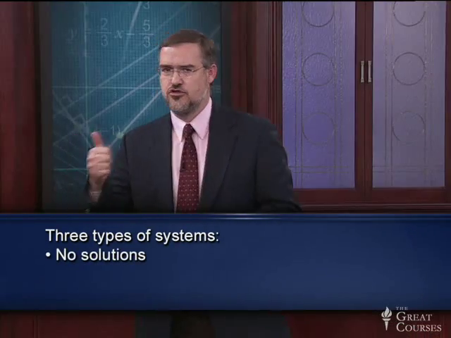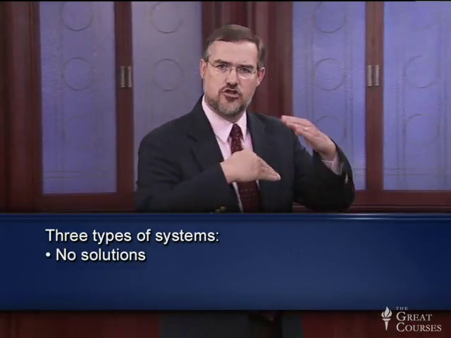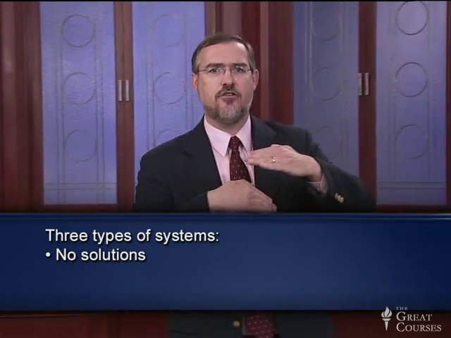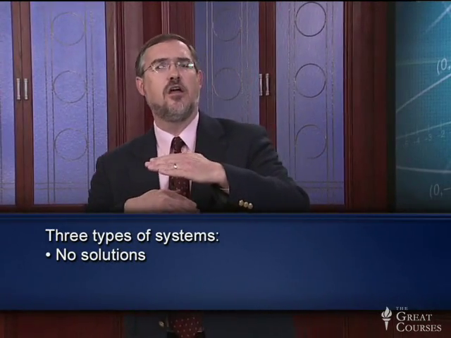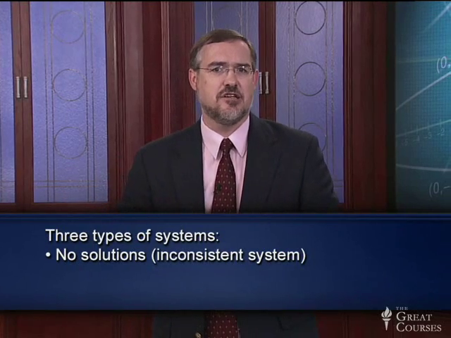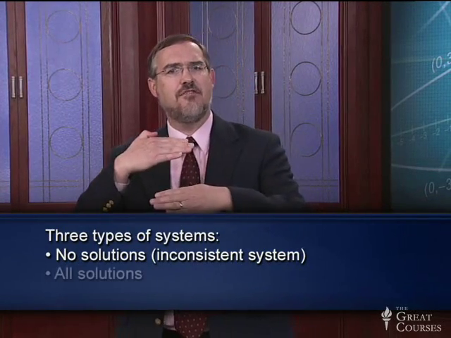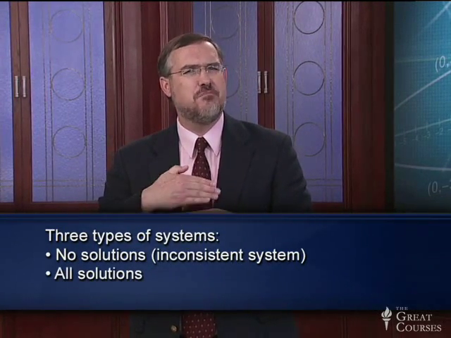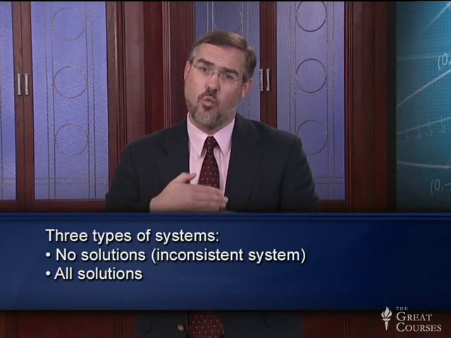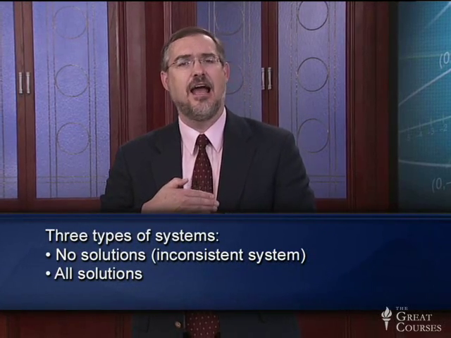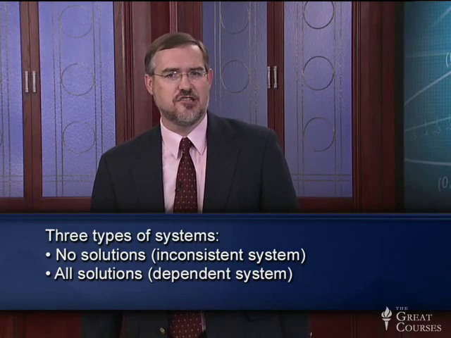You might have no solutions. No solutions means that the two lines are actually parallel with one another. Do you remember what we called that? We call that an inconsistent system. You might have infinitely many solutions, which means the two lines are actually just one and the same line, and that's known as a dependent system.